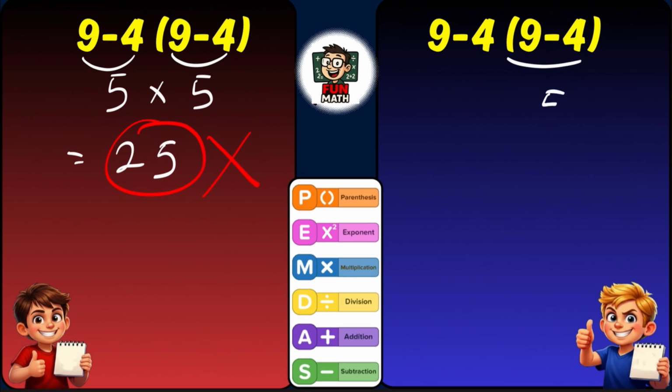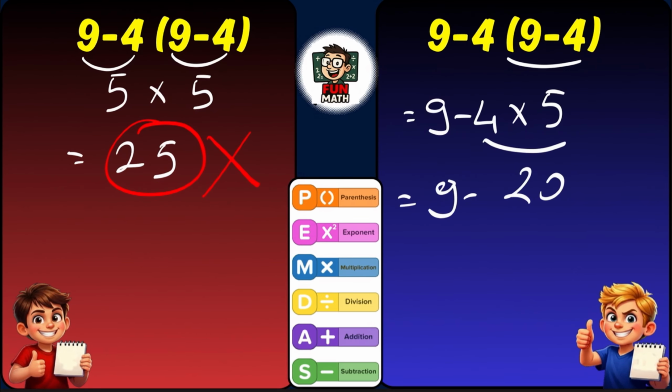Now, let's solve the question according to the rule. 9 minus 4 equals 5. Now there are subtraction and multiplication operations. First, multiplication is done. 5 times 4 equals 20. Last, subtraction is done. 9 minus 20 equals negative 11. The correct answer will be negative 11.